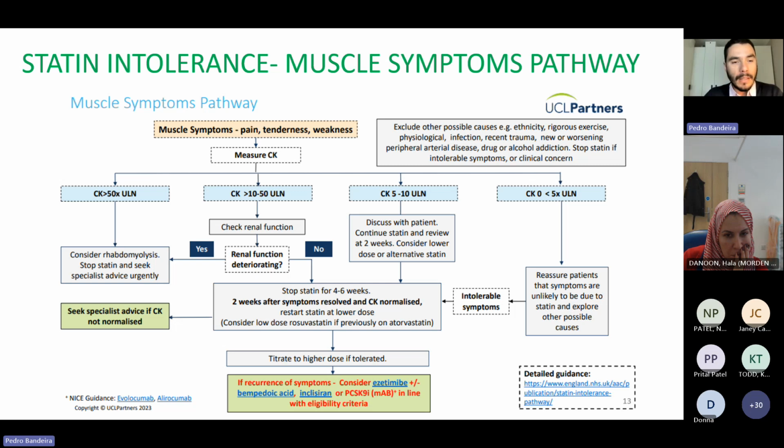So as you see here, sometimes it is useful to measure CK if patients complain of pain, tenderness, or weakness, and rule out other possible causes such as peripheral artery disease, patients with vitamin deficiencies, patients with infection or trauma, and patients with alcohol addiction. And based on this and the CK levels, you'll be able to make an assessment of what your next step would be.